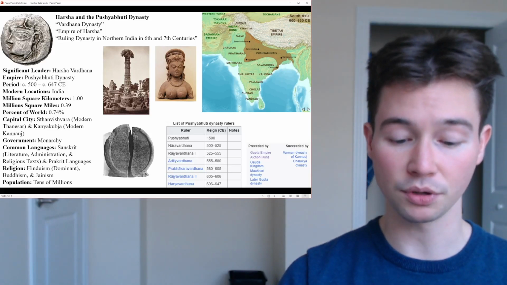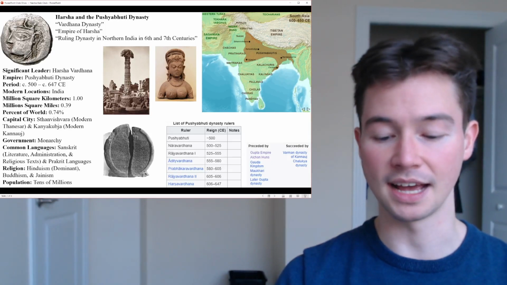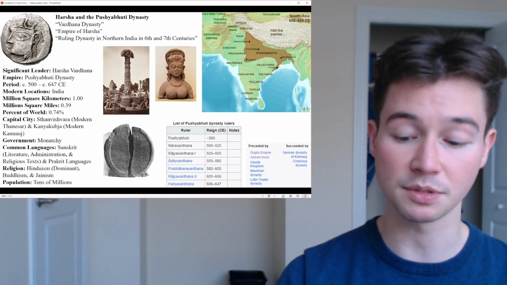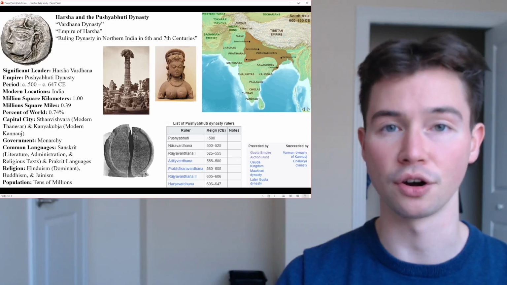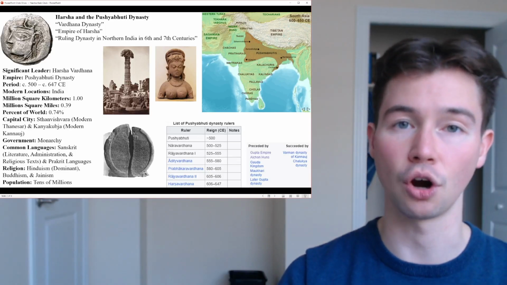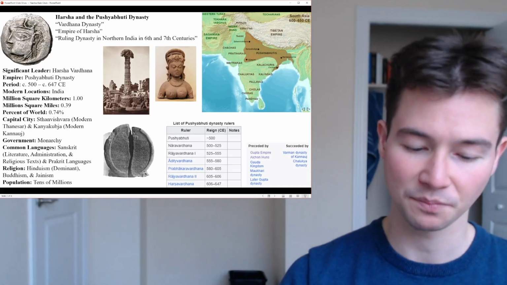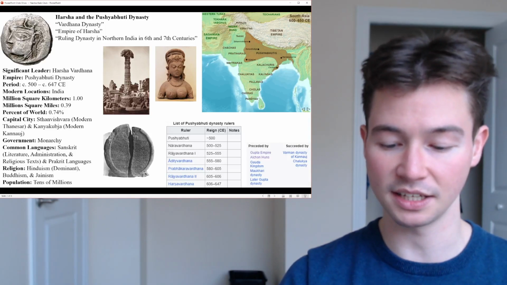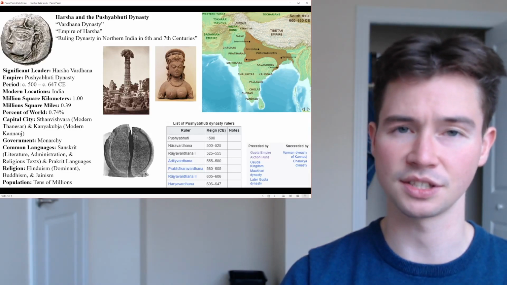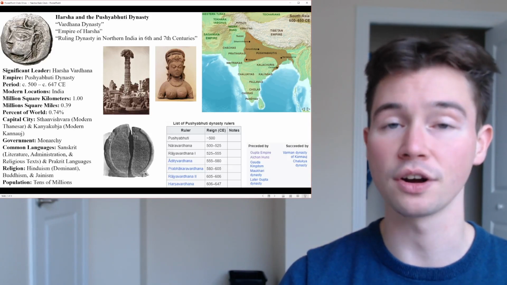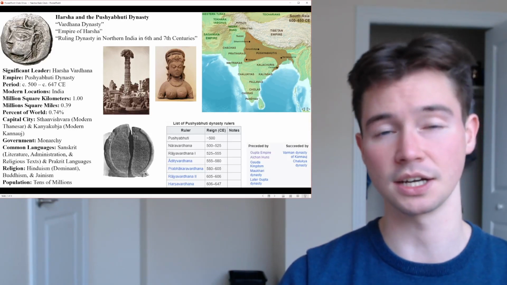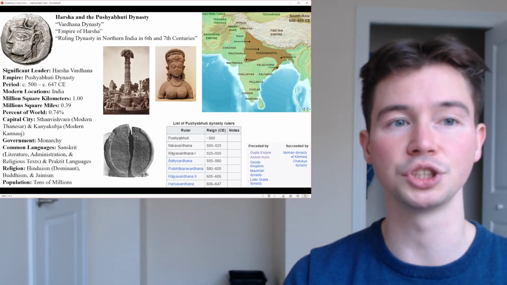So some modern books describe the dynasty as Vardhana because the names of its kings end with the suffix Vardhana, such as Harsha Vardhana. However, this may be misleading, as the names of the kings of other dynasties also end with this suffix. So the Vardhana suffix is not necessarily unique to the Pushyabhuti dynasty.